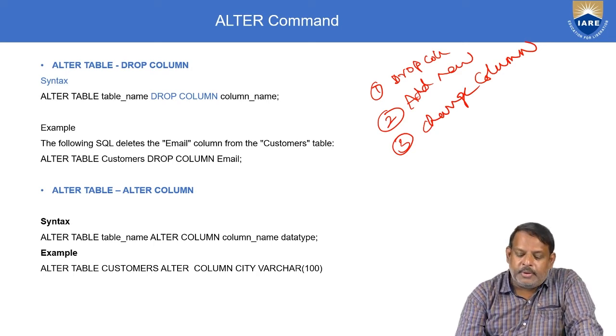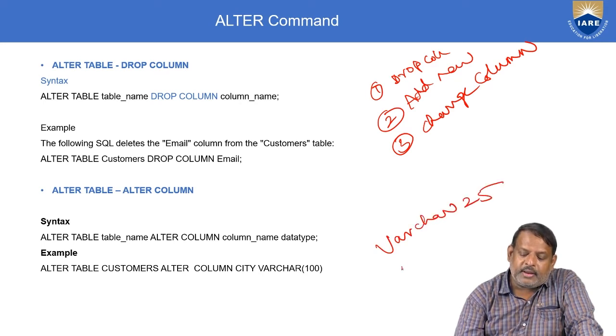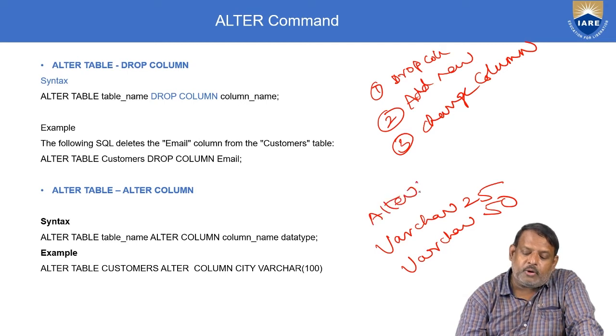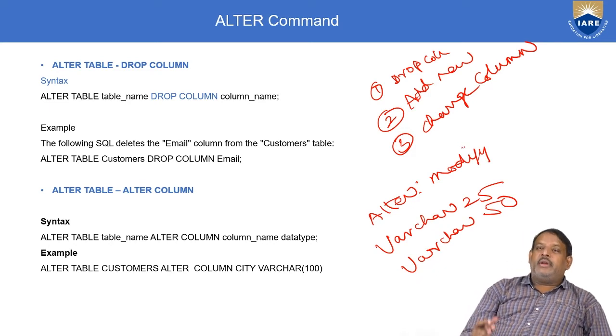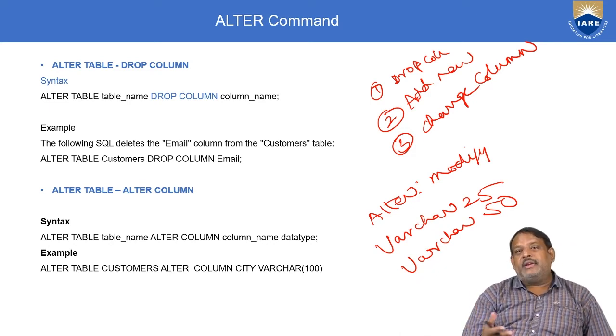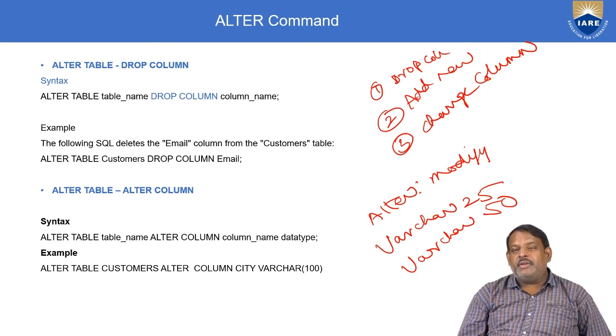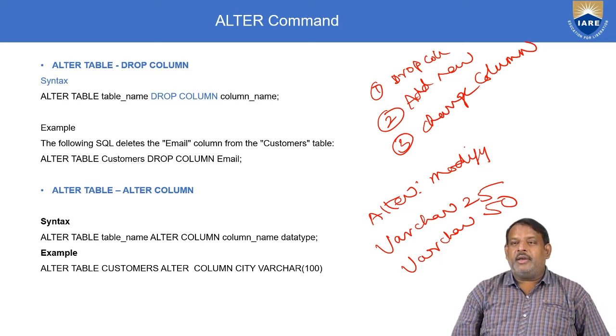Suppose the column is varchar of 25. You want to make it a varchar of 50. So why do you use the alter? Alter is used to modify. Suppose you have to make some changes to the structure. Instead of dropping the table, recreating the table, and again inserting the old records, it is a lot of activities involved here.